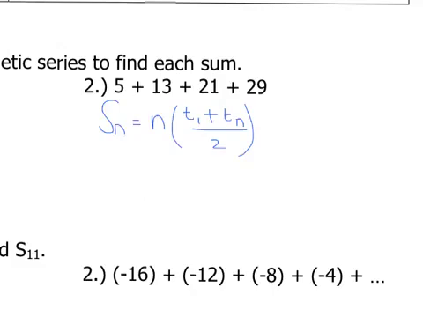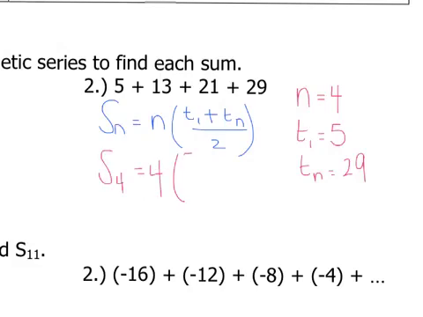All right. What is the value of n? 4. Why? Because there's 4 terms. Okay, because we're finding the sum of 4 terms. What's T sub 1? 5. Claire, what is T sub n? 29. Why? It's the last term. Okay, there we go. I was at 4. So S sub 4 is equal to 4 times 5 plus 29 over 2. And then just simplify.